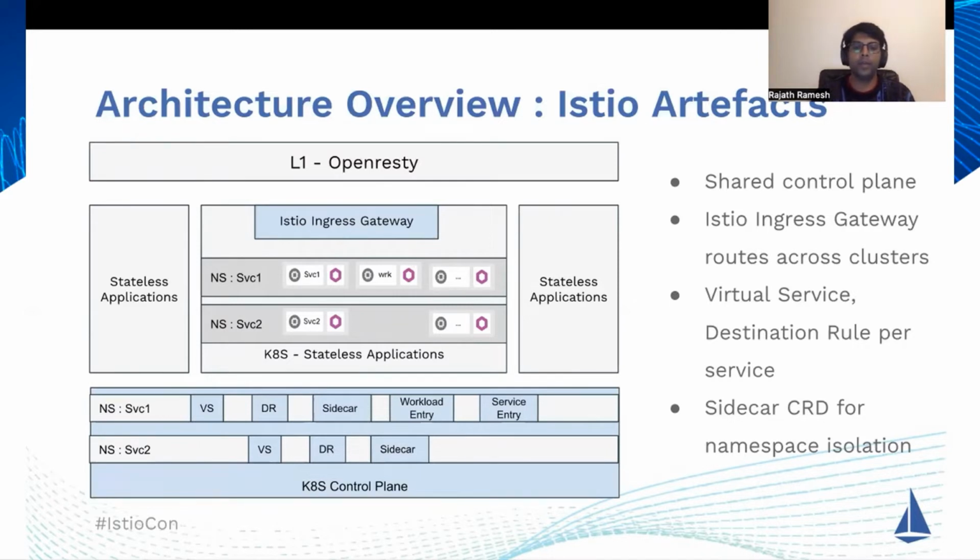One of the things I would want to highlight is that we adopted namespace isolation using a sidecar, which greatly helped us optimize resource utilization on the control plane. It also provided some amount of optimization on the data plane as well.